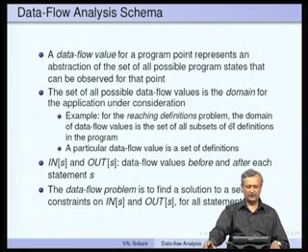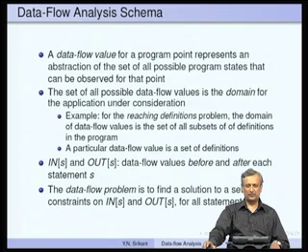The domain of data flow values happens to be the set of all subsets of definitions in the program. In other words, if there are 10 definitions, we are going to consider the subsets of all the 10 definitions in the program. There will be 2 to the power 10 subsets possible, and each one of these is a possible data flow value. So, this is the abstraction that we are looking at.